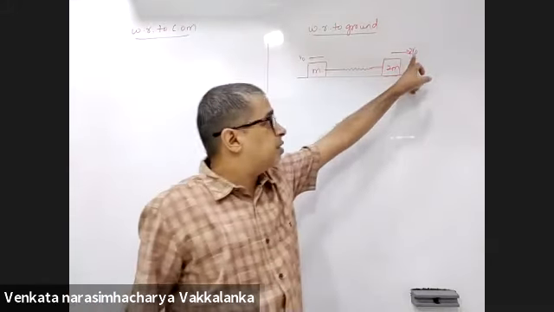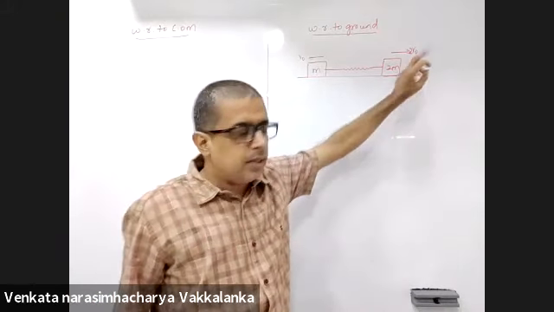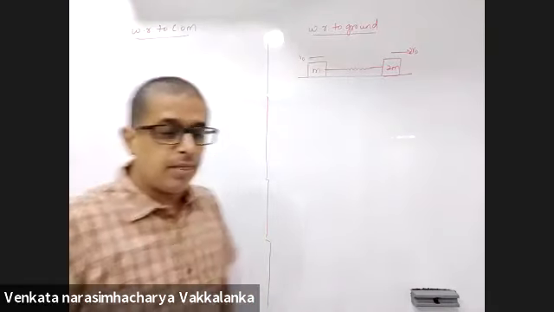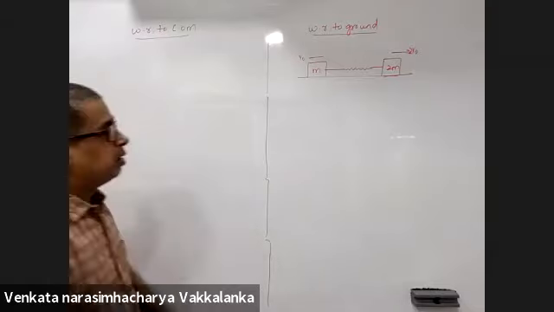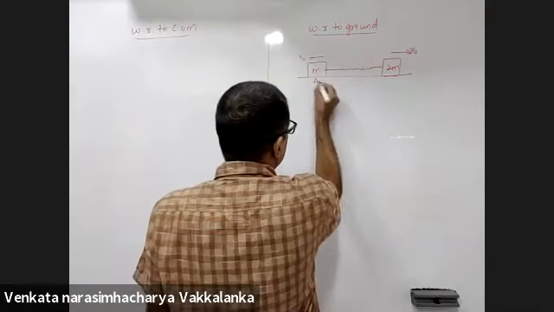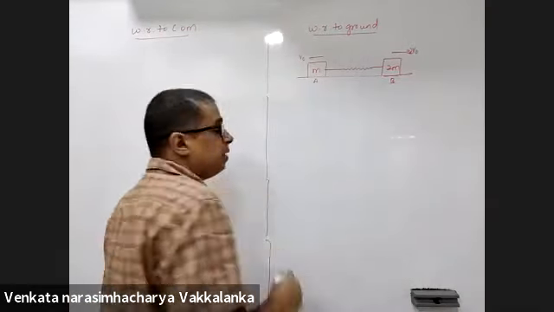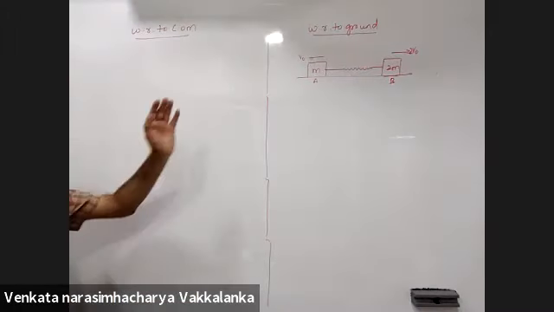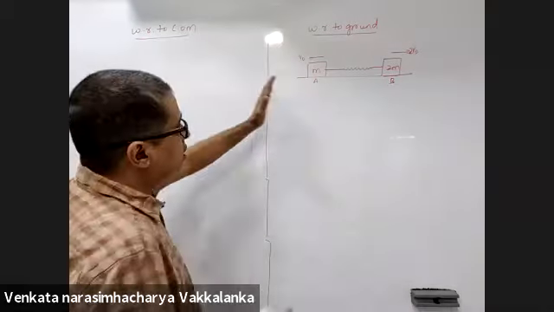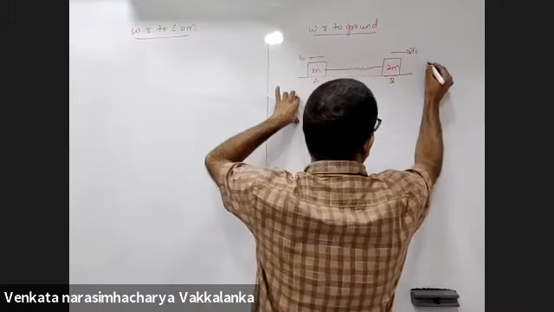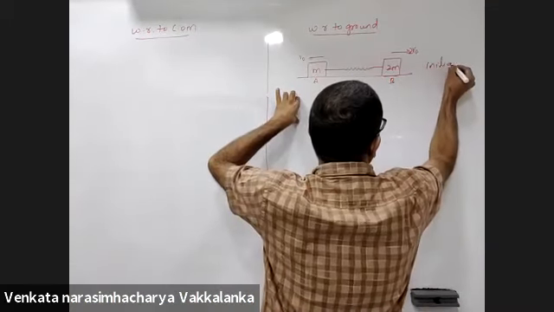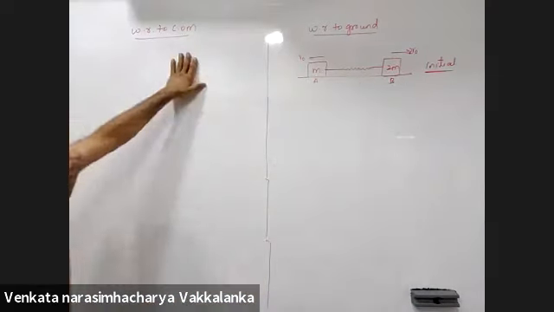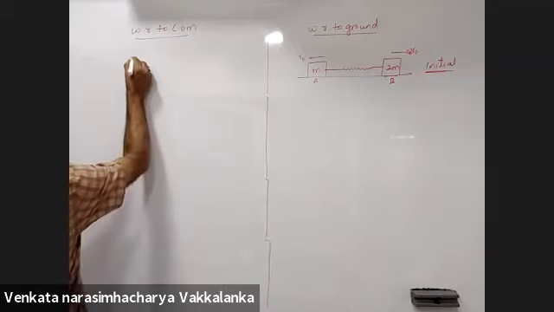Now this mass is given a velocity of 2v0. This mass is given a velocity of v0. First of all, let's call this body A, let's call this body B. This is the initial condition. At this instant, how will it look from the center of mass?